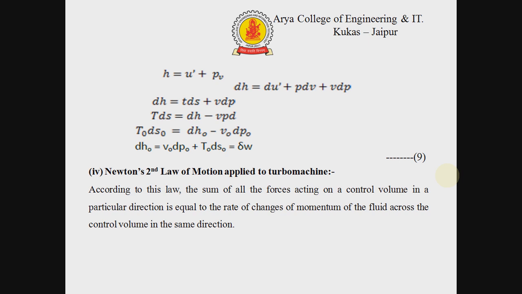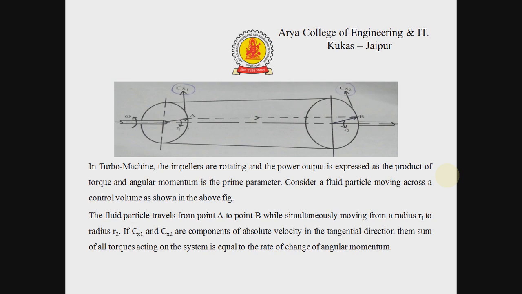Now, the fourth law, that is Newton's second law of motion, applied to a turbo machine. According to this law, the sum of all the forces acting on a control volume in a particular direction is equal to the rate of change of momentum of the fluid across the control volume in the same direction. The figure shows how Newton's second law is applied to a turbo machine. In a turbo machine, the impellers are rotating and the power output is expressed as the product of torque and angular momentum, which is the prime parameter.